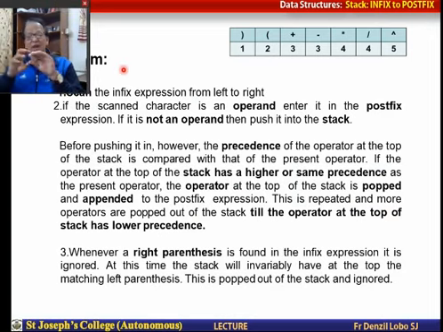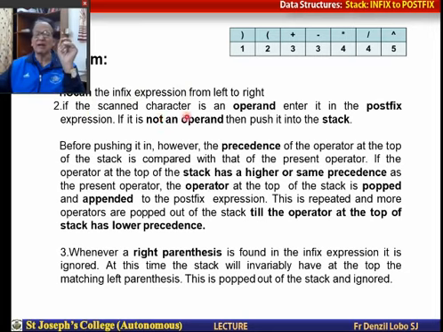Now first of all, we have to enter a mathematical expression into a character array. Then we select each character which is present in the infix notation. So we start scanning the infix expression from left to right. Then we check if the scanned character is an operand. Operand means either it is A, B, C, or it is a number like 12, 5, 3, etc. What do you do? You immediately transfer it to the postfix expression.